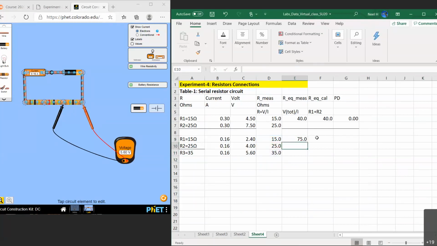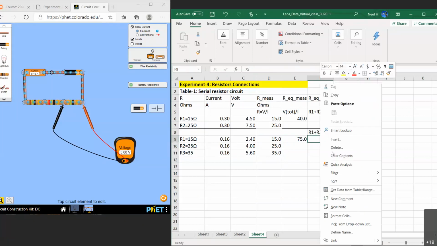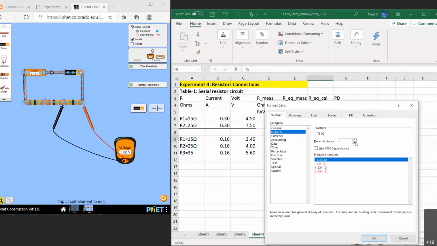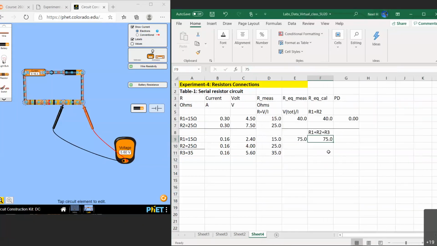you will get 75. Now to get the R equivalent, you have to add R1 plus R2 plus R3 given values, right? So the given values, 15, 25, 35. So you will get 75 again. Make sure you format cells to represent three significant figures always.